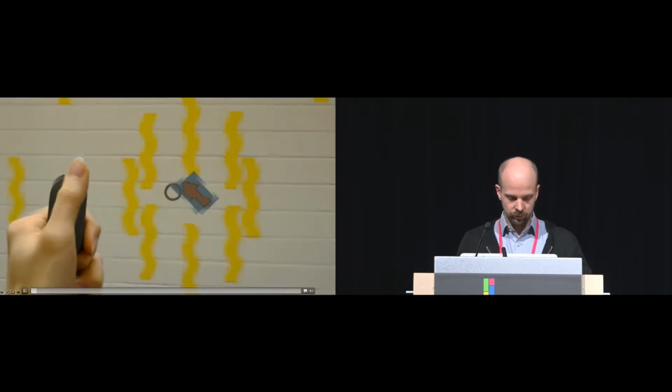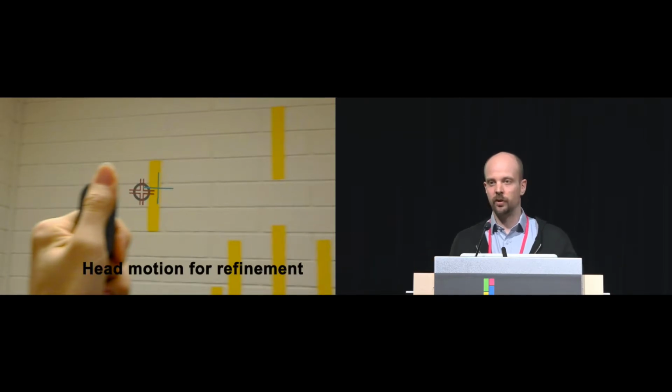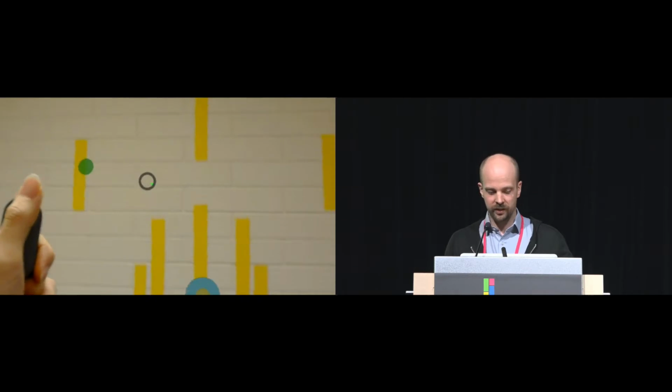And then the third example is head pointing with head refinement. So in this case, users point their heads towards the target and use head motion for refinement. You can see they're rotating their head towards the target.